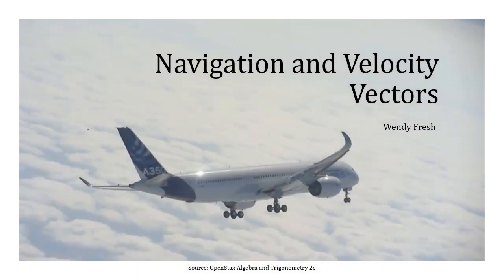In this video, we will take a look at navigation and velocity vectors. We'll begin by talking about velocity vectors. Velocity vectors are vectors that represent the speed and the direction of an object.